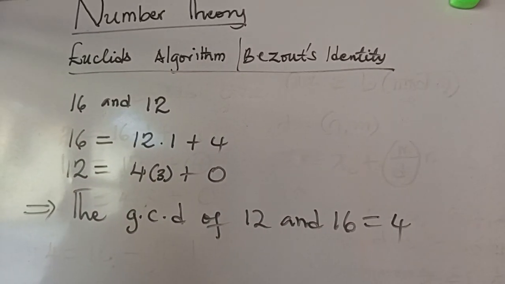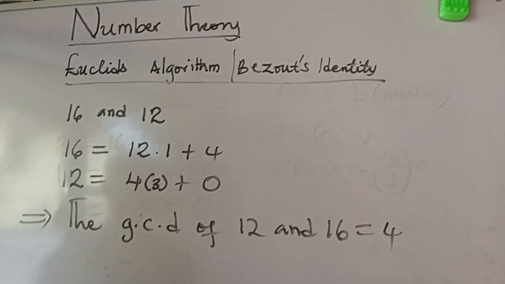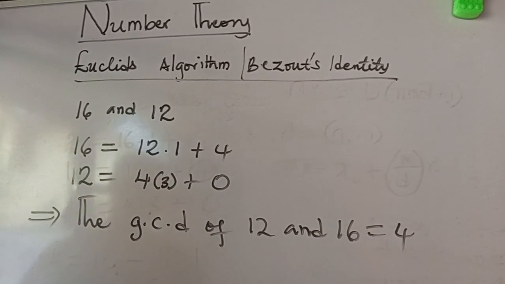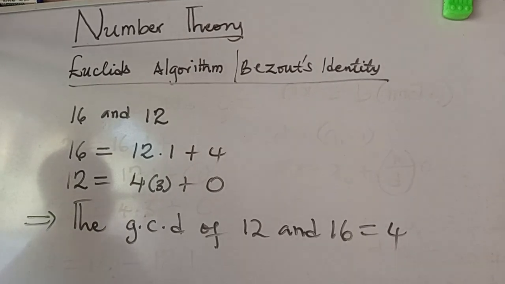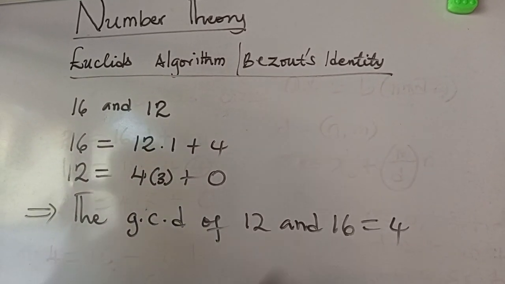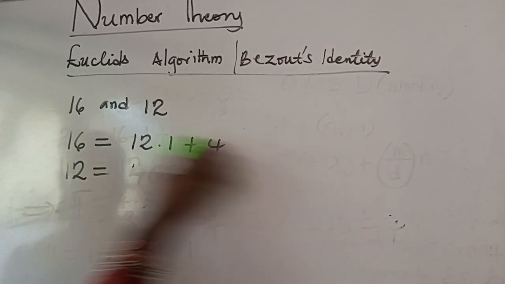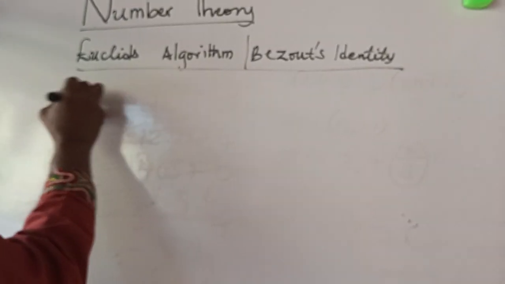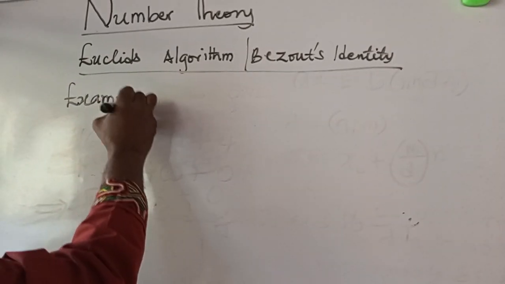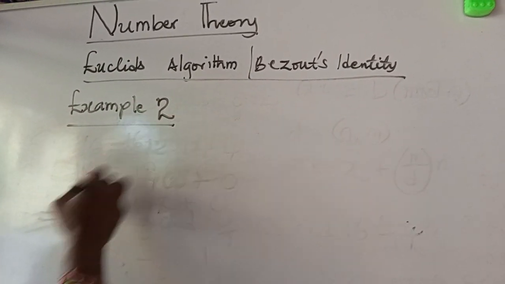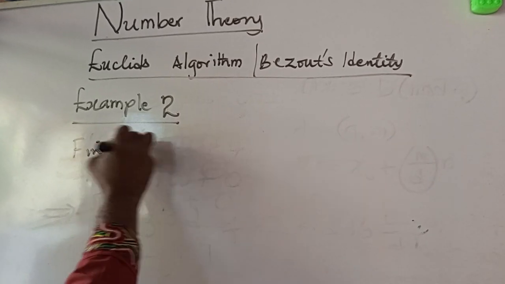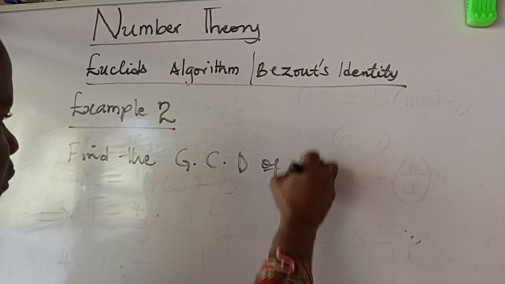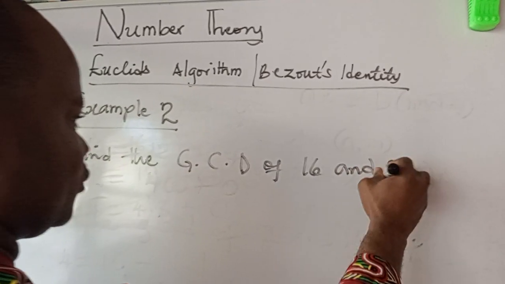Now, where does Bezout's identity come into the picture? We can walk back from the question we have to get to something else. But before then, let's take another example. Example 2. Let's find the GCD of 16 and 28.